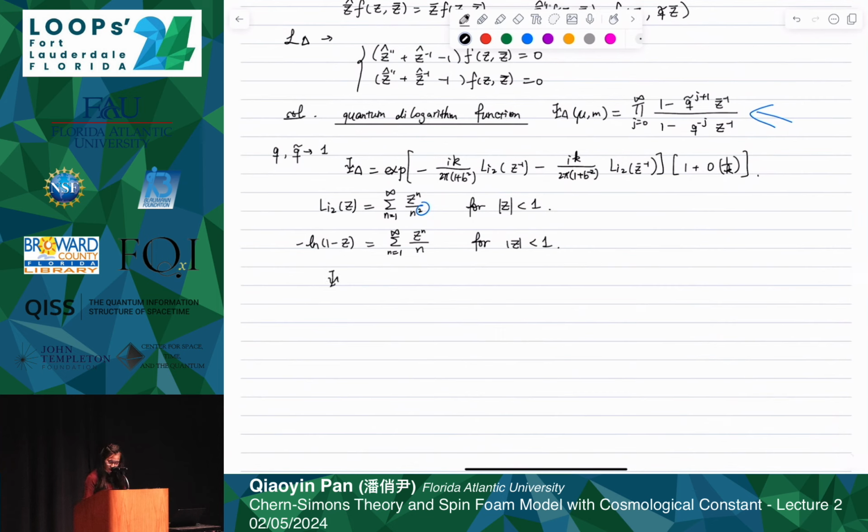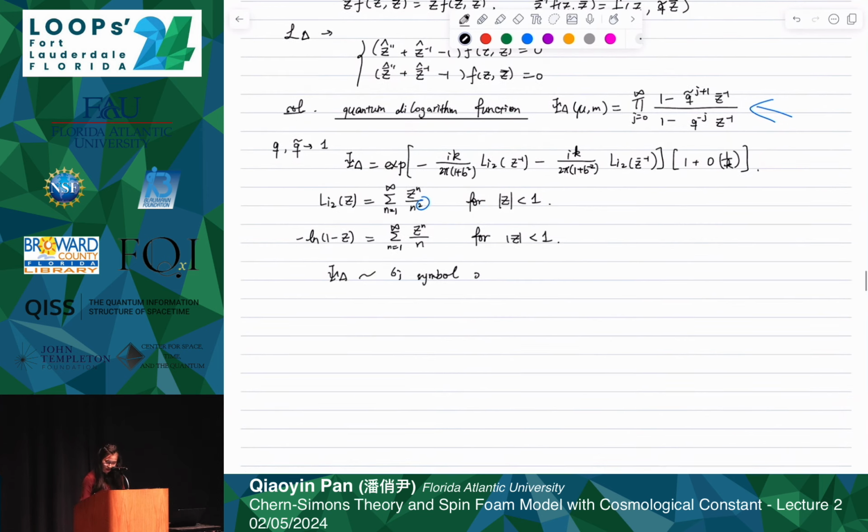Okay, so in the literature, it's found that this quantum dilogarithm function can be interpreted as some 6J symbol. And this 6J symbol is not the one of SU(2) that many people could be familiar with, but it's a 6J symbol of the Weyl algebra. And this is related to the Borel subalgebra, the representation of the Borel subalgebra of U_q(sl_2(C)). And here, U_q(sl_2(C)) is a quantum group. And this was discovered by Kashaev in 1994.